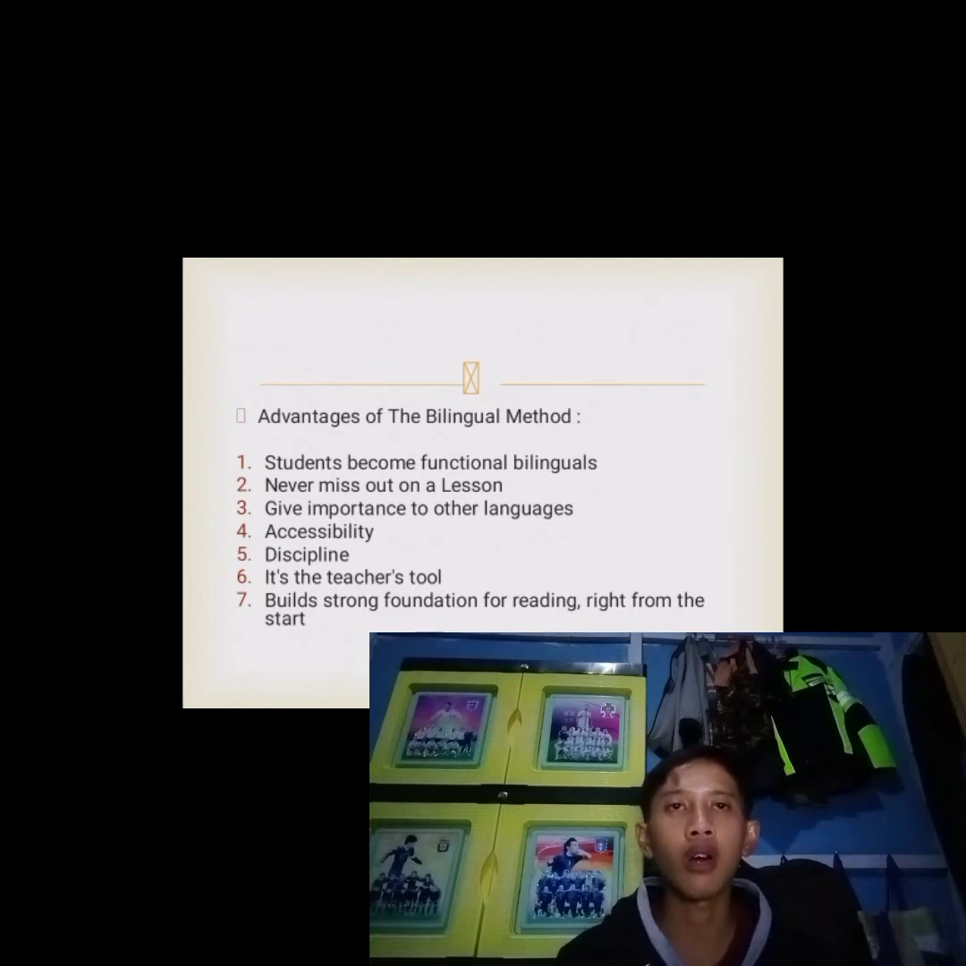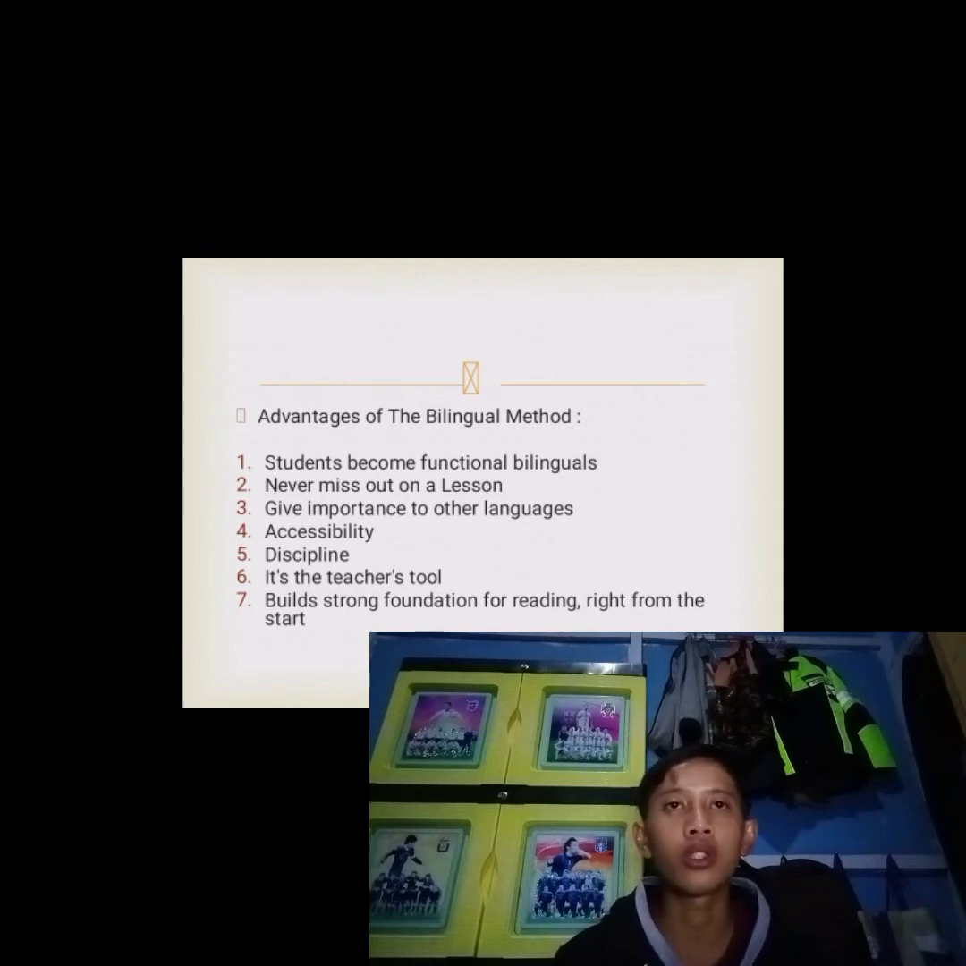2. Never miss out on a lesson. According to this method, acquisition of the mother tongue is very important for the language learning process. When the mother tongue is firmly established in the minds of the students by the age of 7 or 8, it becomes easy to learn difficult words and grammar. Thus, this method helps to save time by not creating artificial situations unnecessarily to explain or convey meanings in English.